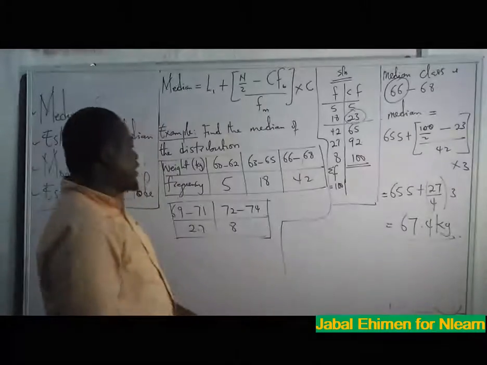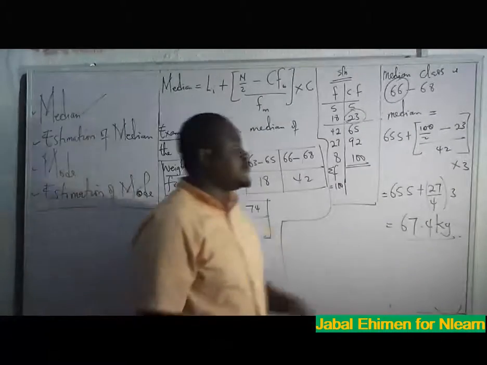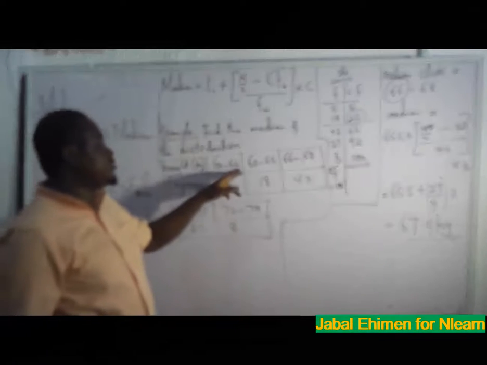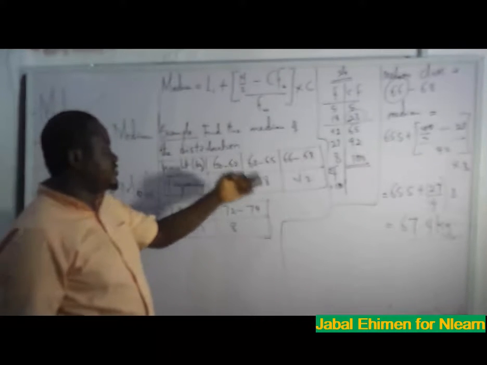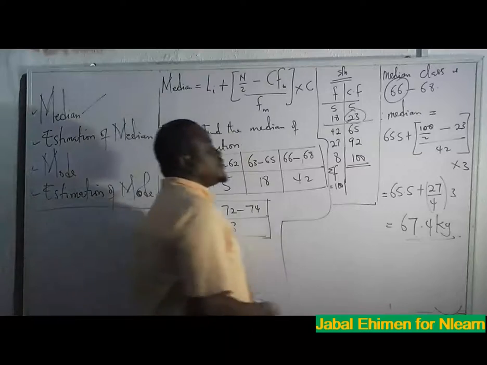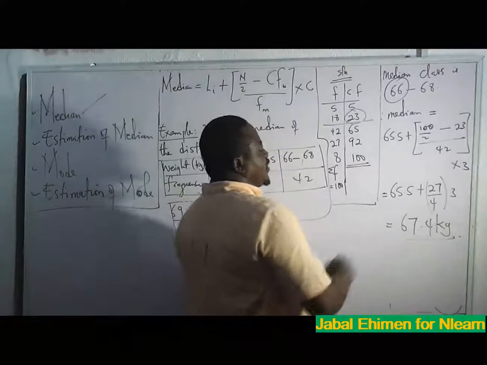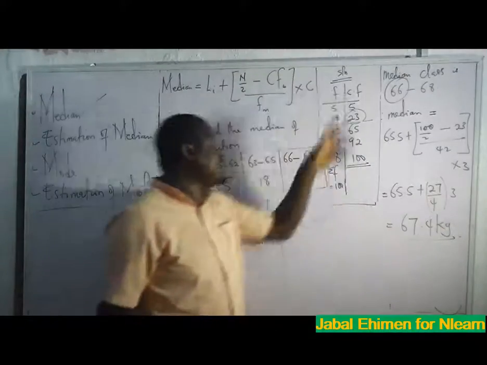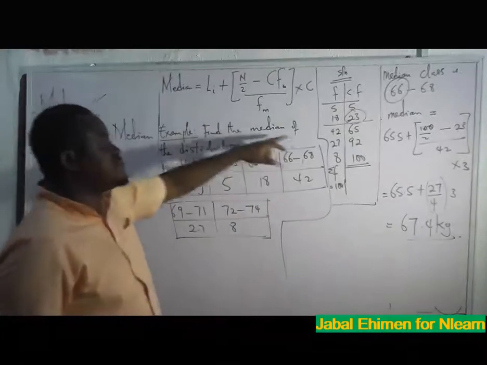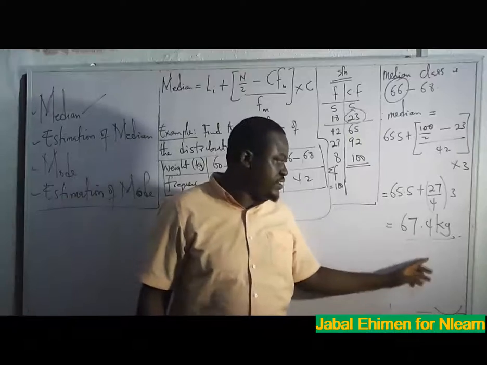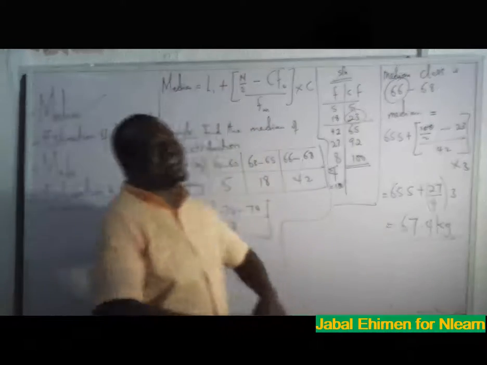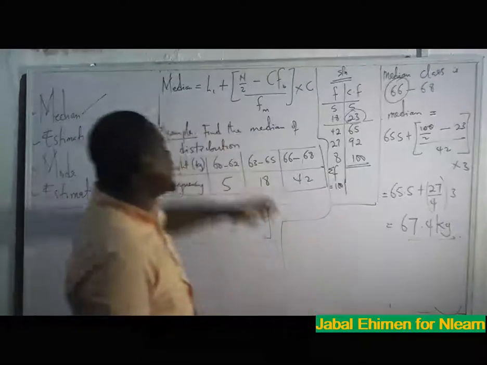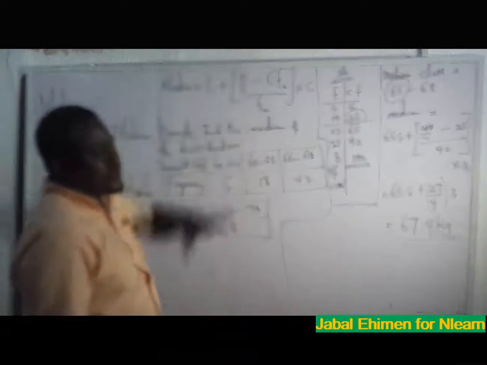So now from there, how do you get that value? From times 3, what's the difference? If you have 60, 61, 62, that's 3. So you have 65.5 plus 27/42 times 3. So the total value for my estimated median is 67.4 kilogram. So you can calculate the value of the median via the median formula. Now that is that.